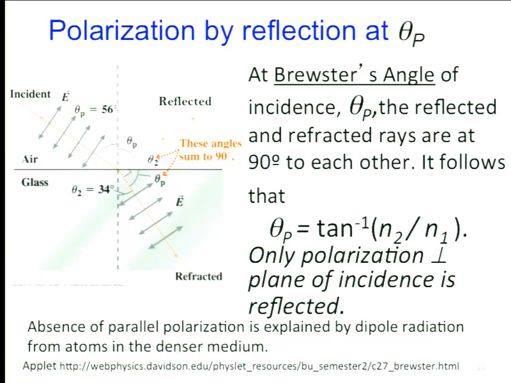So we do Snell's law again. n1 sine theta 1 equals n2 sine theta 2. Here our first medium, say, is this one, and our second medium is this one. At the Brewster angle, you'll have n2 sine of theta 2.